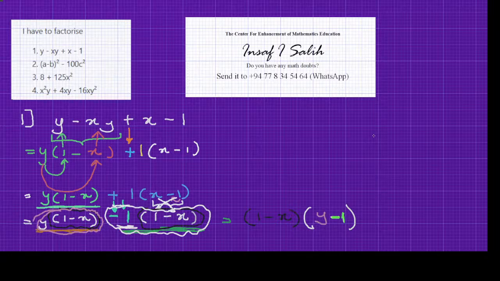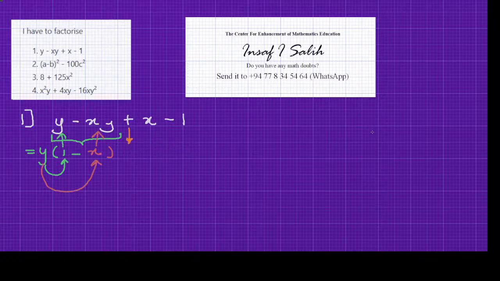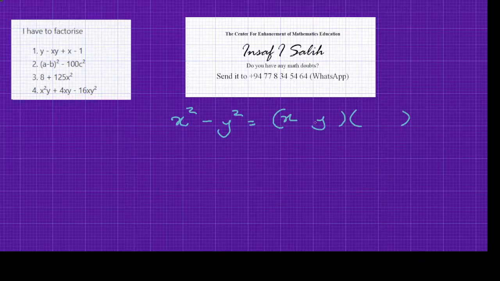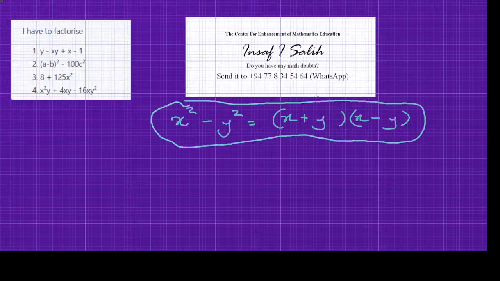Alright, let's look at question number 2. To do question number 2, you have to know how to factorize a difference of two squares. I hope you know what it is. You have to know that x squared minus y squared can be factorized as two brackets. Write the two letters, one with a plus, another one with a minus: x plus y times x minus y. Now we have to use this to do question number 2.